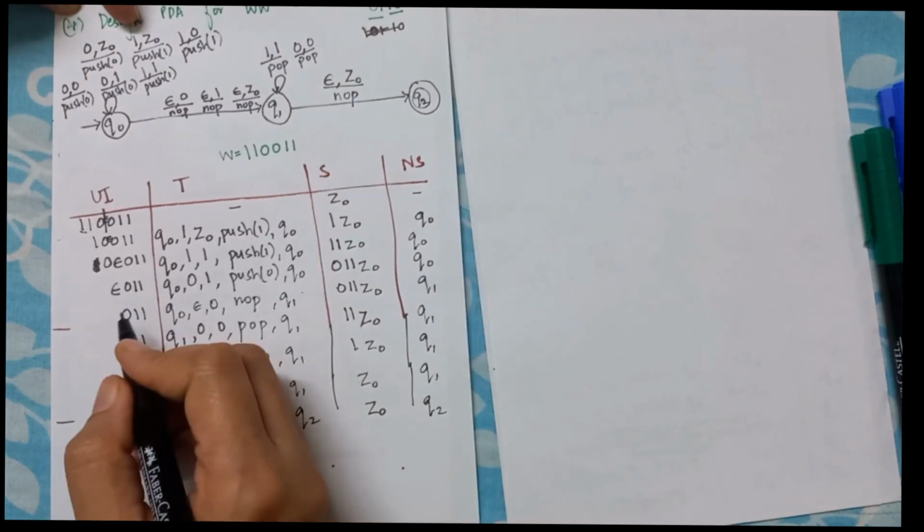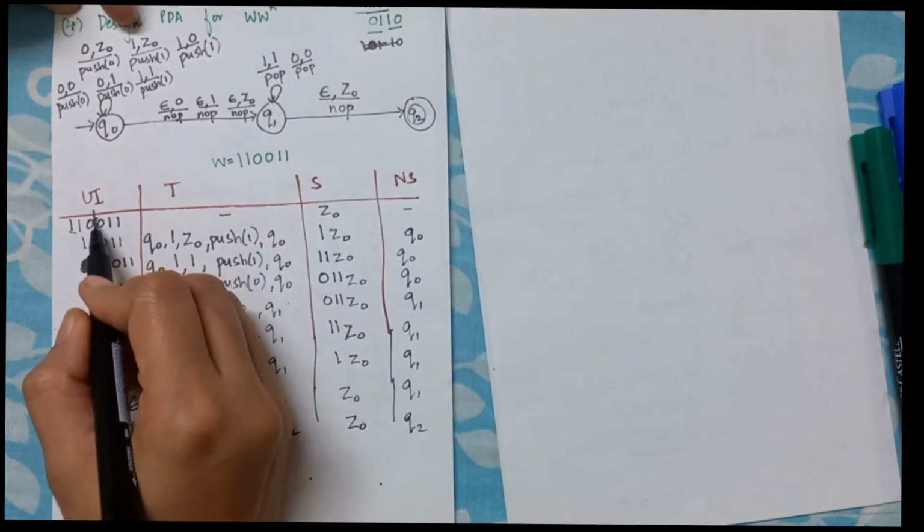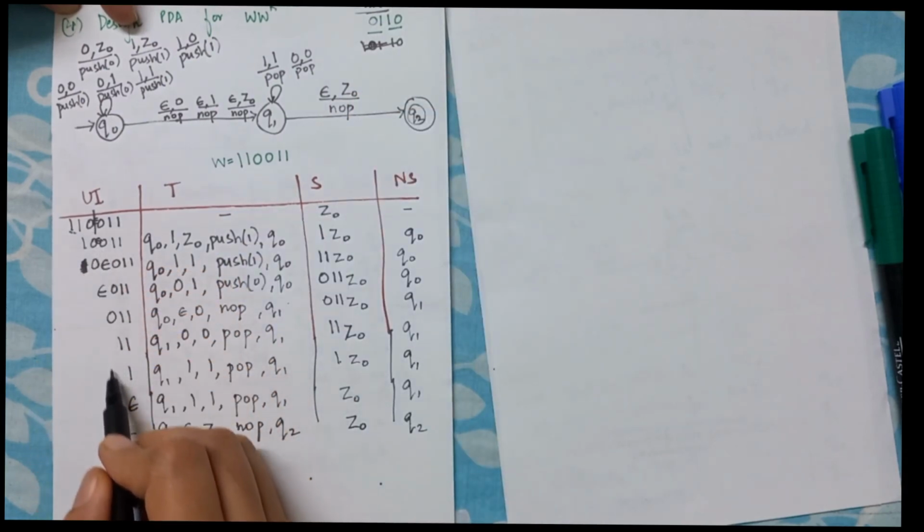So here after W, introduce an epsilon here and just continue that.